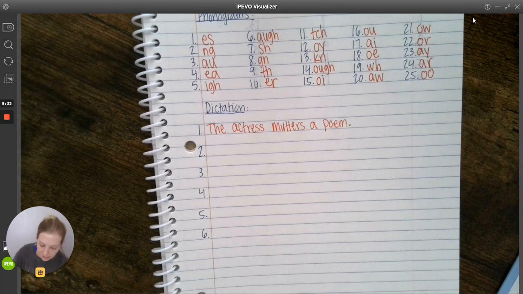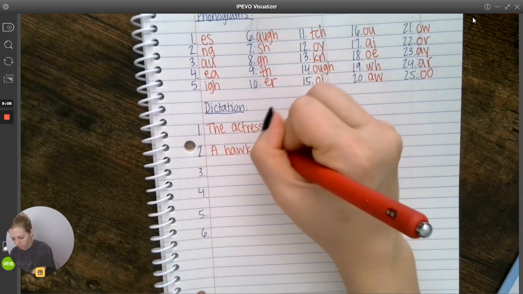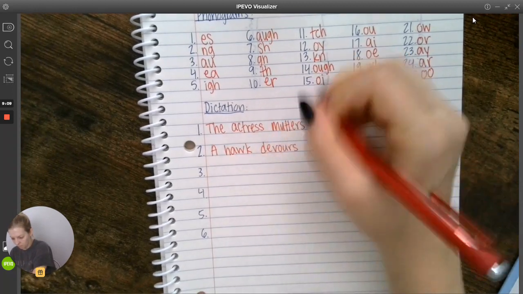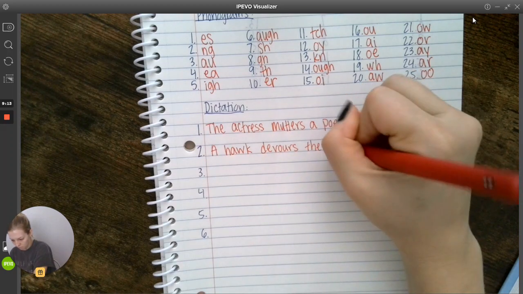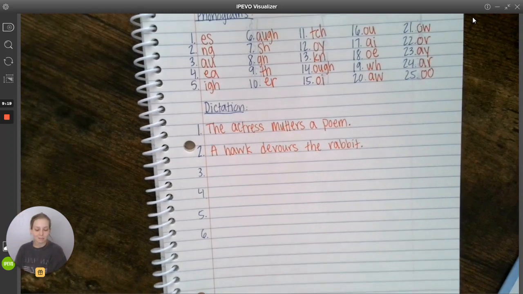Number 2, a hawk devours the rabbit. A hawk devours the rabbit. Make sure you're checking your work.